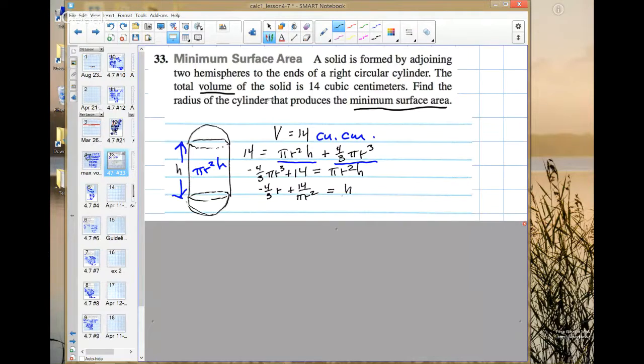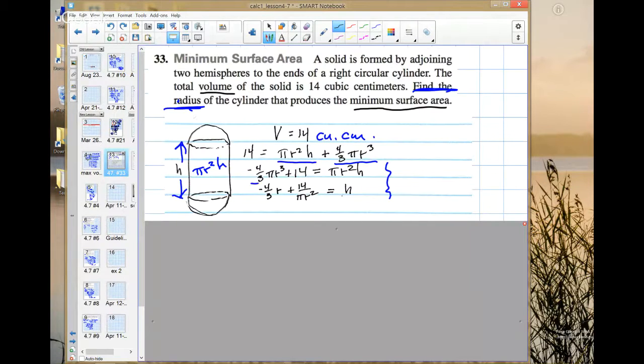Okay, so now we're down to variables again. R is what we're trying to figure out, right? It says find the radius. So we obviously want r to be in there, but we can't have that second variable h. So what I'm doing in these two lines is trying to solve for h, so I can use a substitution. I subtracted 4/3 pi r cubed from both sides, and then I divided both sides by pi r squared, so h would be by itself.